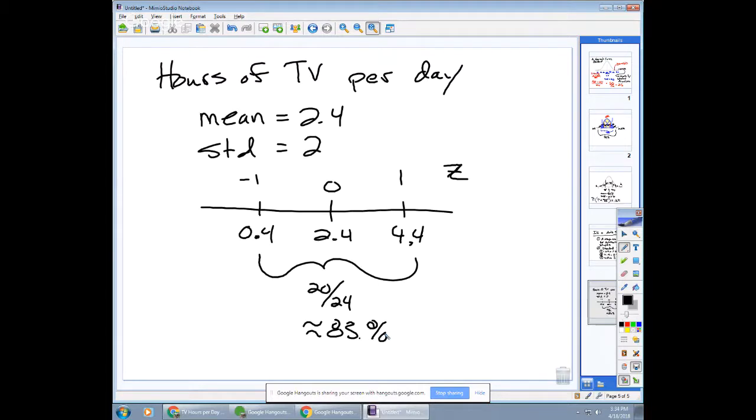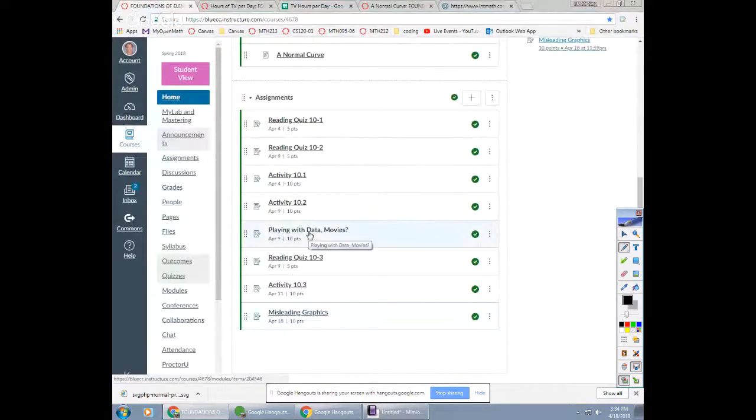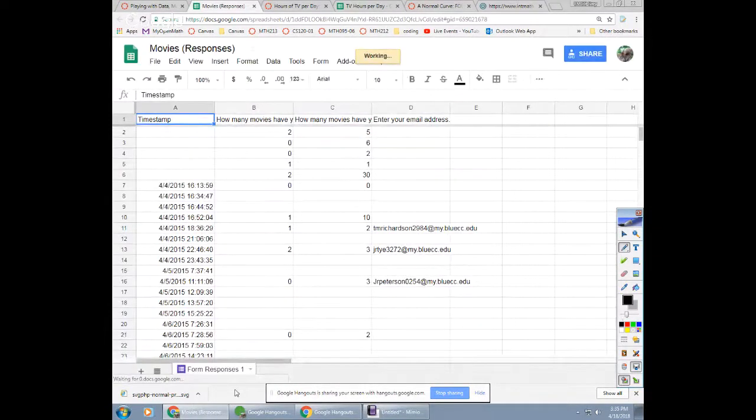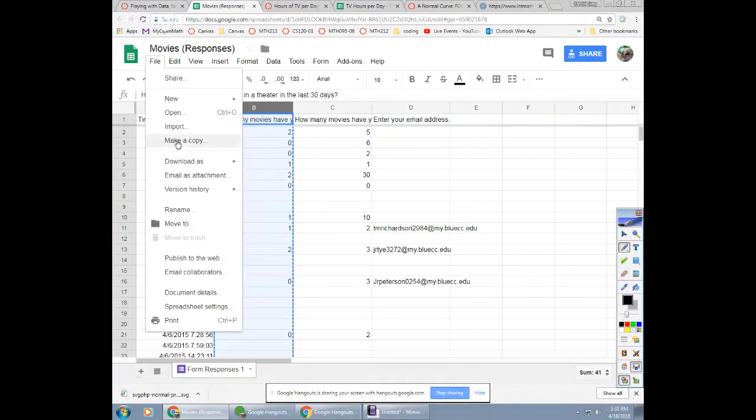So the next thing I want to look at is a weighted average. And for that one, I want to reflect back on playing with data from movies, and the spreadsheet. There it goes. All right, so let's see. I want movies seen in a theater because those numbers are more reasonable. So let's copy that into a new sheet. Let's just make a whole copy of it.